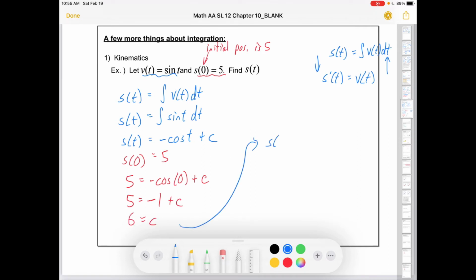That lets us know that the position function is negative cos t plus 6. If you put 0 in there, you'll get 5 for position. If you differentiate it, you'll get sine t. So it's really the same as the first question that we did in this video, just more in context with velocity and position.